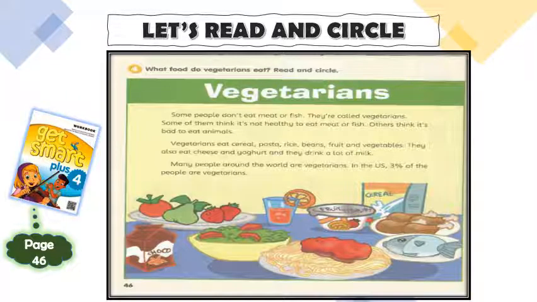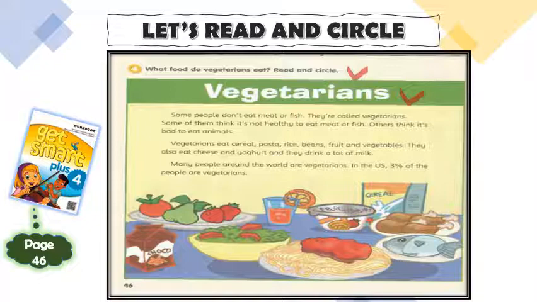For this one, look at page 46 in your workbook. Let's read together first and then we circle. What food do vegetarians eat? Read and circle. Vegetarians. What is vegetarians? Vegetarians ni orang yang dia tak makan sumber ternakan. Tak makan daging, tak makan ayam, tak makan benda yang berdarah. So let's read. What food do vegetarians eat? You have to circle the food that vegetarians eat.